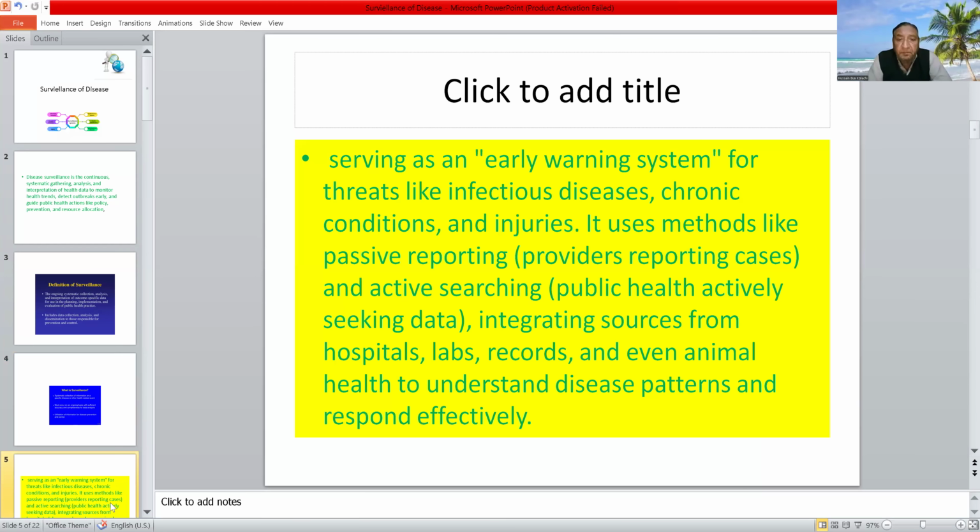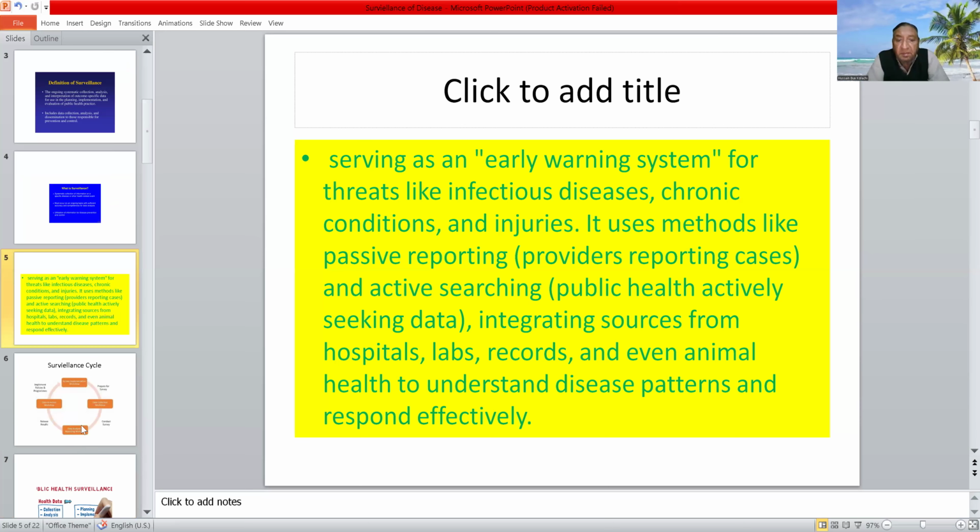Then coming to the early warning system, and this can be part of your MCQ if you are in MBBS. The surveillance system is equivalent to an early warning system in healthcare or in diseases. So this can be one of the options. Be careful about this. At the end, I will show you the MCQ also. It uses methods like passive reporting, active searching, and integrating sources from hospital labs, records, and even animal health to understand disease patterns and respond effectively. Most diseases and viruses are actually of zoonotic origin.